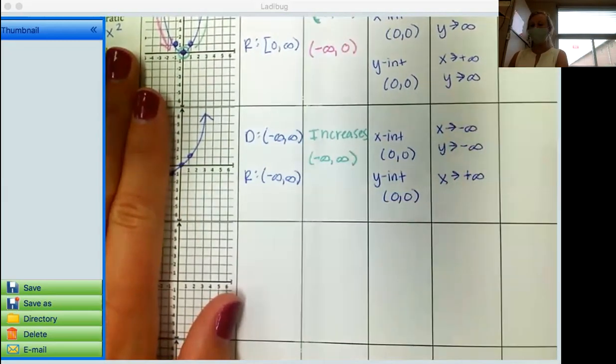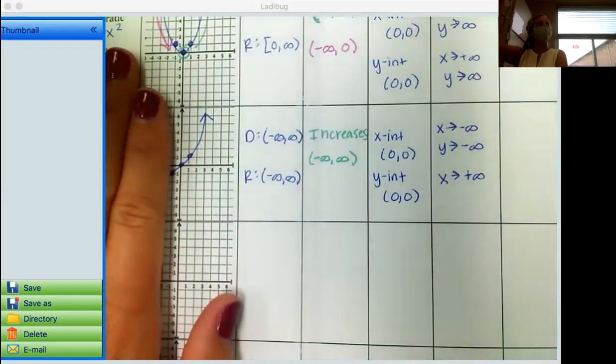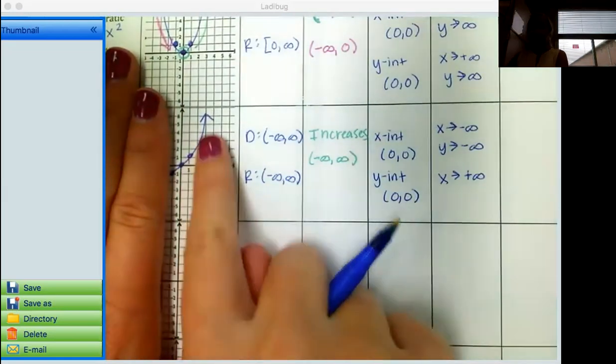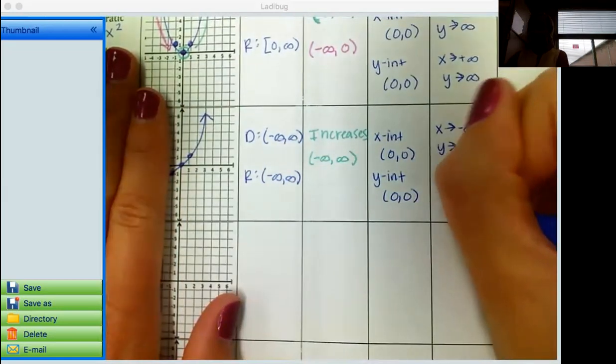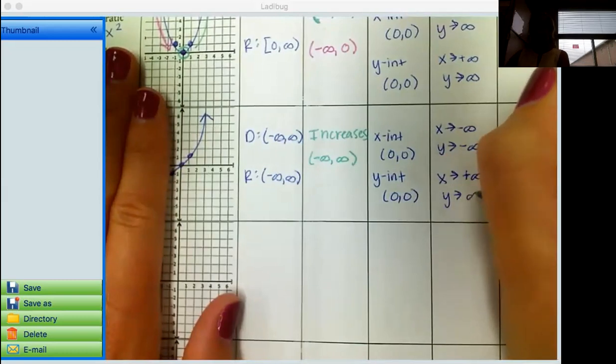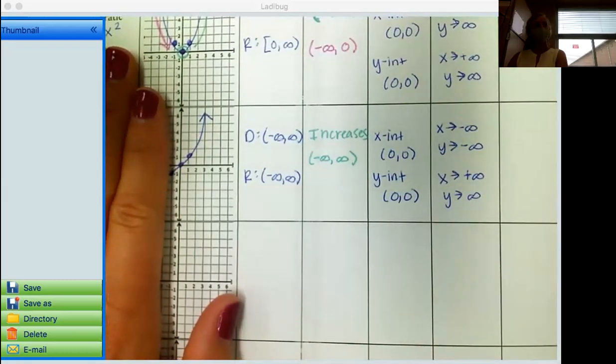As x approaches positive infinity, that means we're looking at the right. Where's the arrow pointing? Which means y approaches positive infinity. Good.